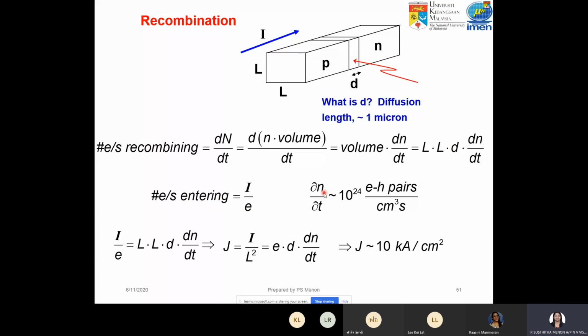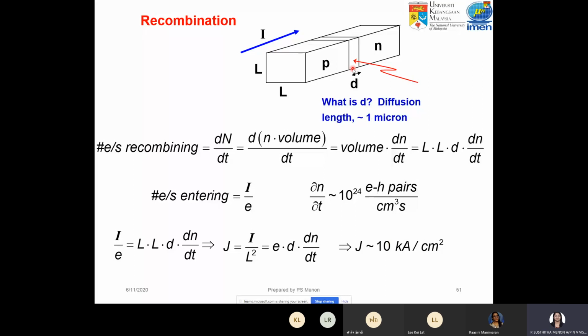So therefore, we can say that dN/dt is about 10 to the power of 24 electron-hole pairs. And this must be equal, the electrical current passing through must be equal to the volume of charge carriers. So we call this the current density, J. J is I over L squared. You bring L squared down here, you bring e up. Normally, the current density is about 10 kiloamperes per centimeter squared, the amount of current passing through the active region. Okay, this is if the active region is 1 micron in length, all right, and you get this amount of current.